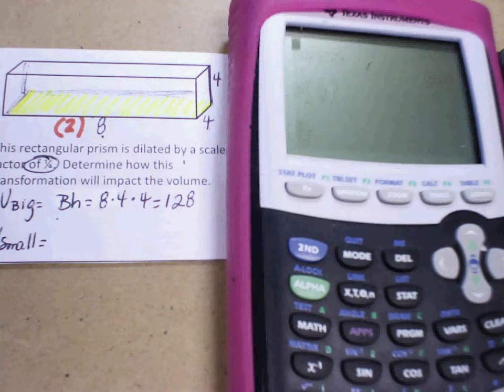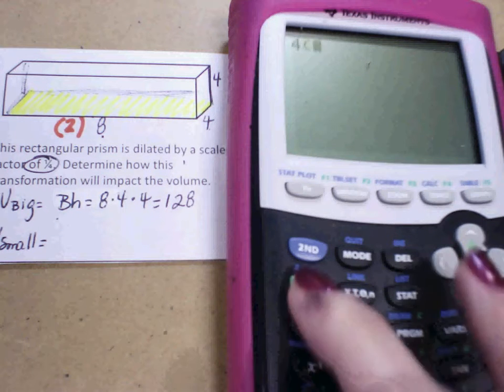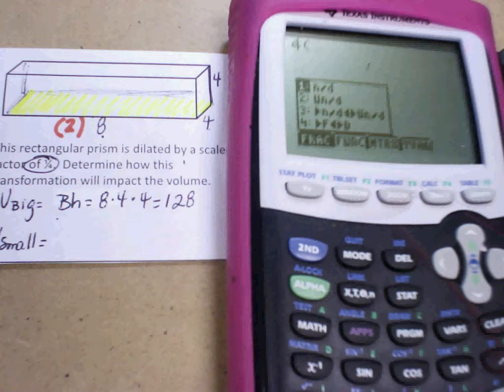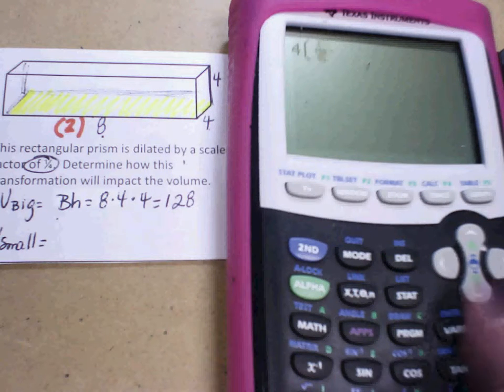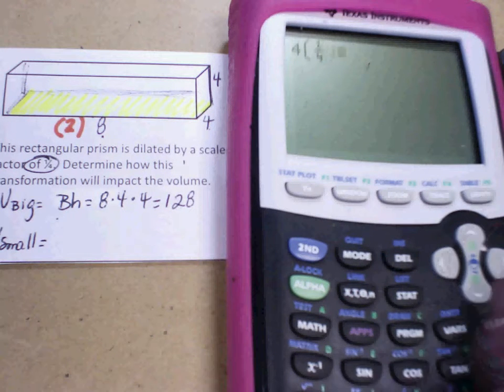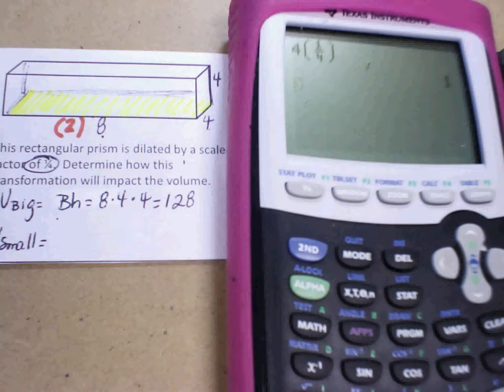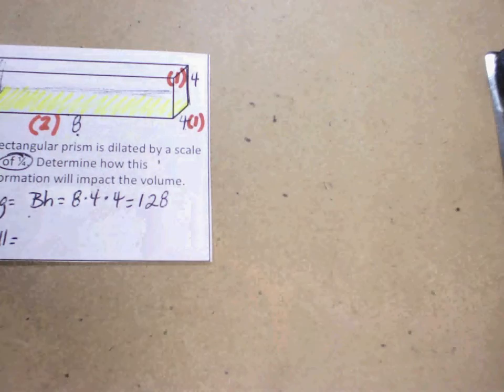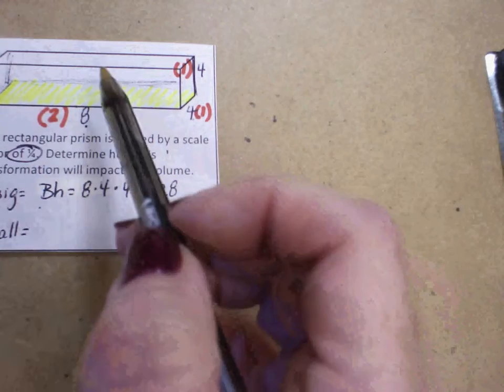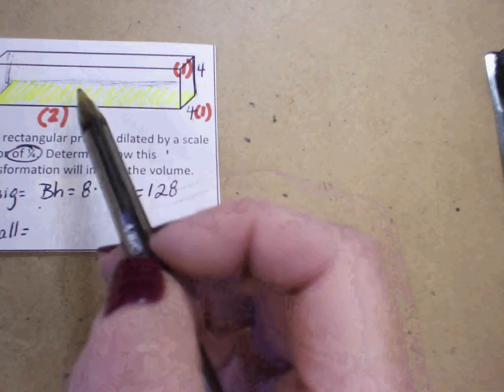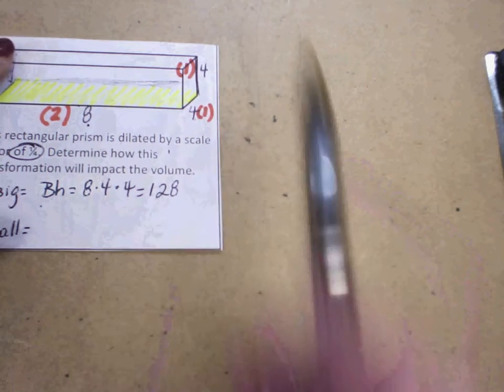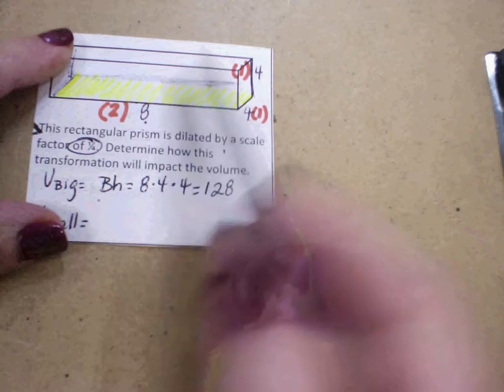What about instead of 4? What's 1/4 of 4? Thank you. 1. For those of you that cannot see it, write it out. That will be 1. So this is a 1, and that's a 1.